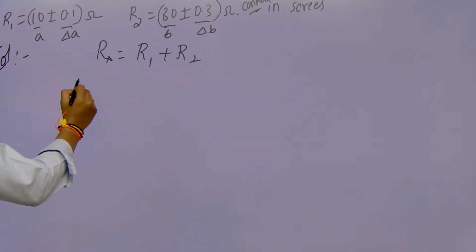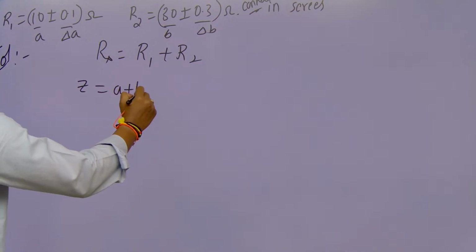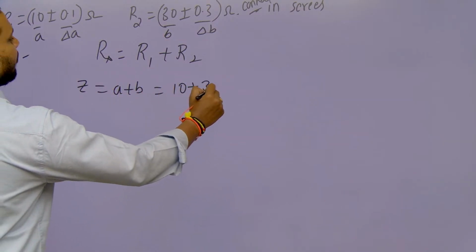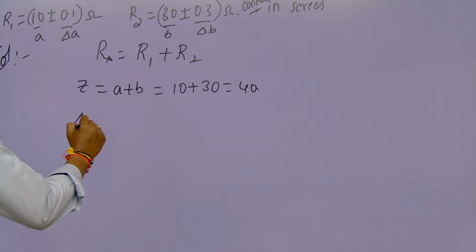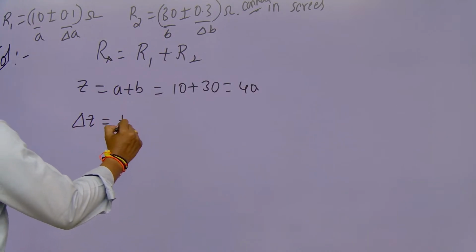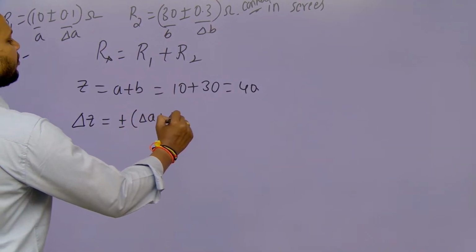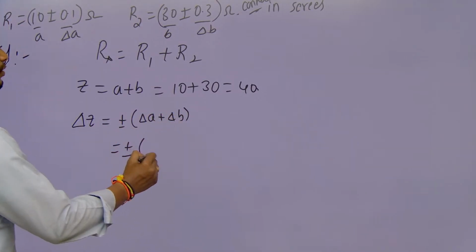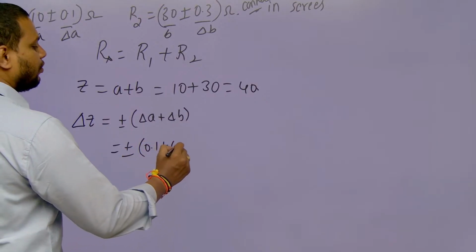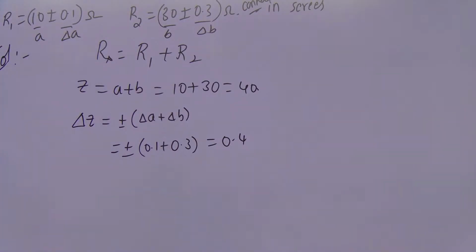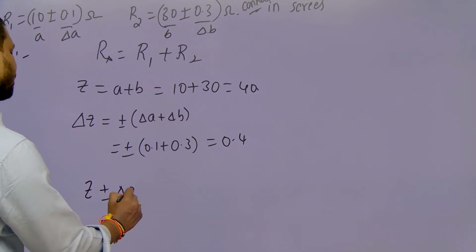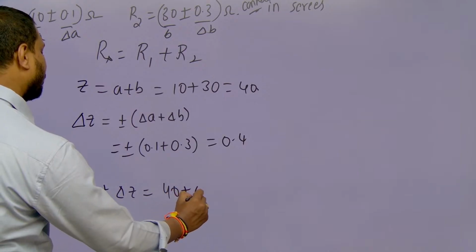Now how to write first? Z is equal to A plus B, right? A plus B is how much? 10 plus 30, that is equal to 40. Then how to write delta Z? Delta Z is the error, right? So that is plus or minus delta A plus delta B. What is the value? 0.1 plus 0.3, that is 0.4. Then what is the final answer? 40 plus or minus 0.4. So the final answer means Z plus or minus delta Z, right? So that is 40 plus or minus 0.4.